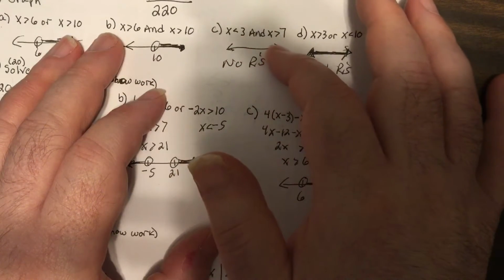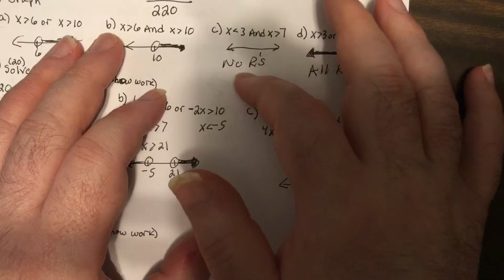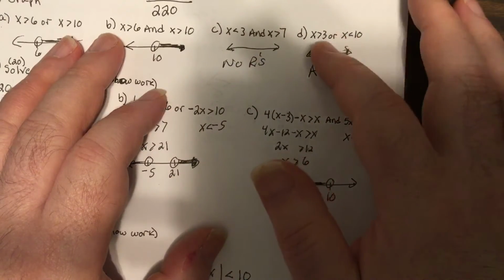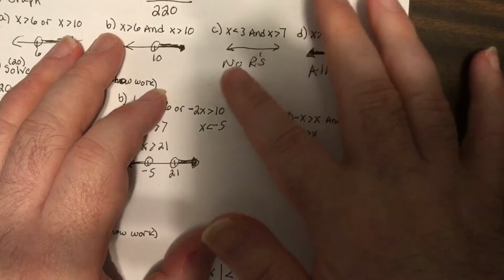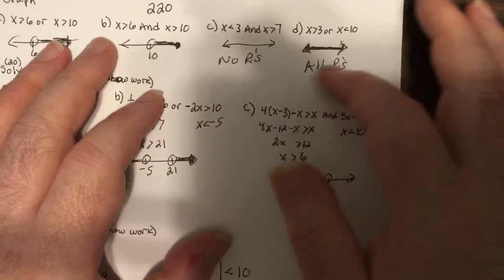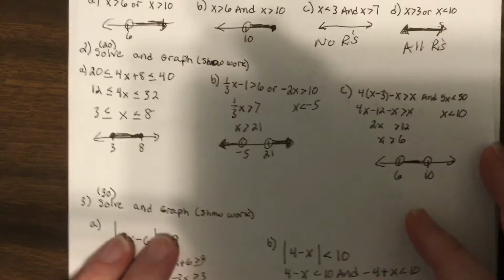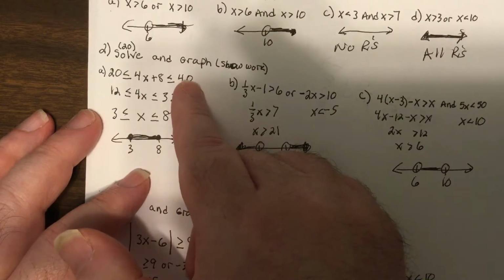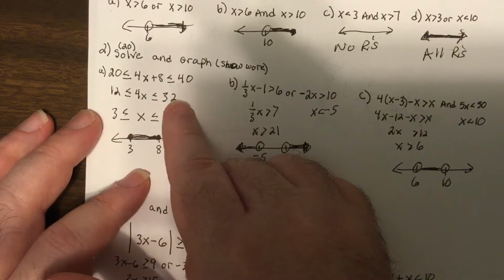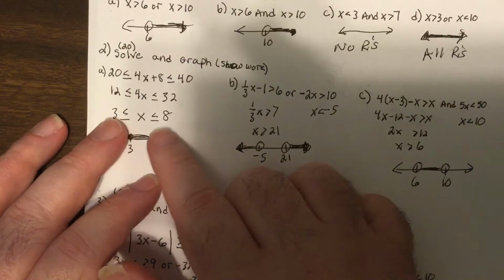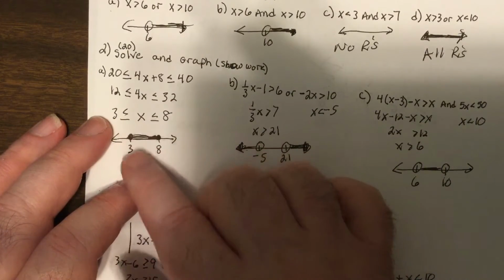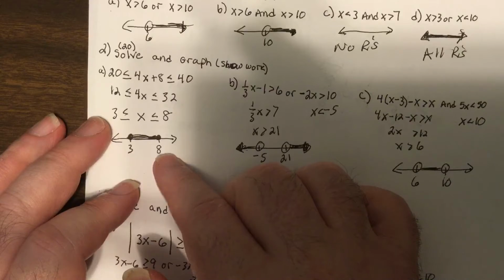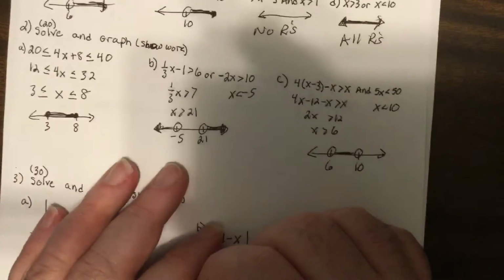Now this one, you're going in opposite directions. You must show a blank number line, and it's no reals. This one is overlapping going in opposite directions. It's or, so it's all reals. Now this one, you subtract 8 to everything, then you divide everything by 4. So you get this. This means between the two.